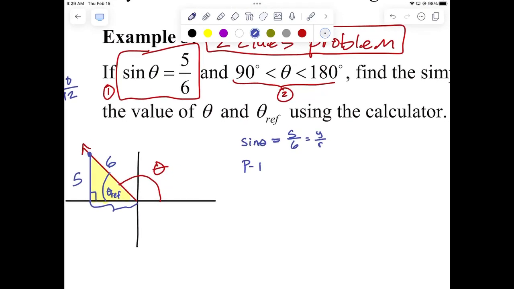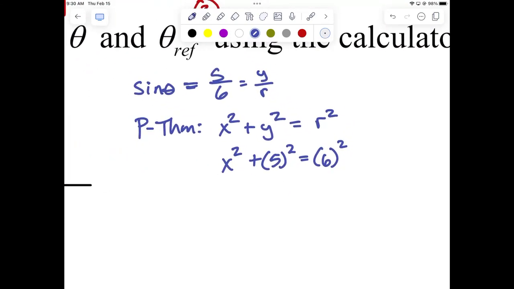The Pythagorean theorem. In terms of x, y, and r, it's x squared plus y squared equals r squared all the time. Let's plug in what we have. We're going to get x squared, where x is unknown, plus 5 squared equals 6 squared. And now it's just a little bit of algebra, isn't it? x squared plus 25 equals 36. So x squared equals 36 minus 25, which is 11.